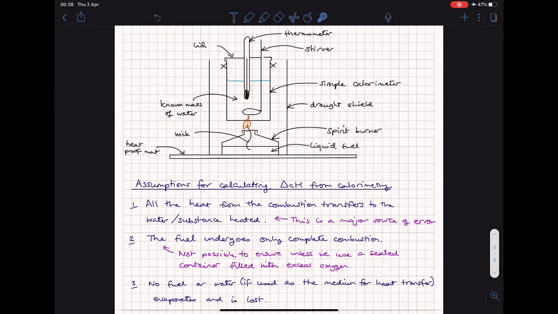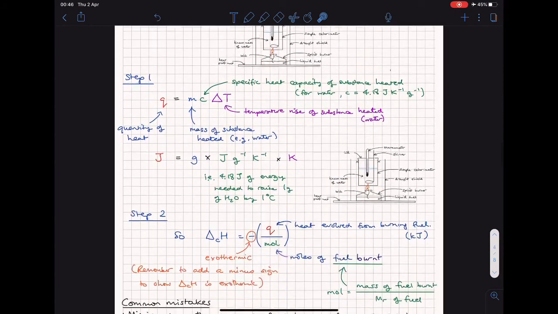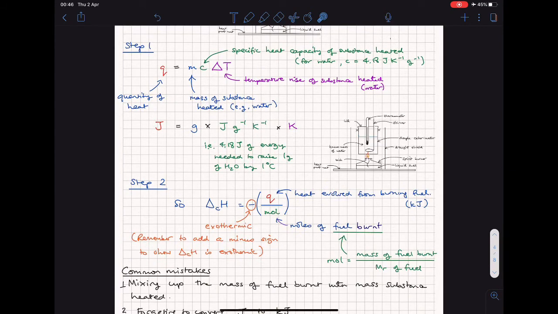The problem with evaporation doesn't just involve water. Fuel can also evaporate. If it's a very volatile fuel, we have loss of fuel from it evaporating during the experiment. So when we reweigh the mass of the fuel at the end of the experiment, we may think we burnt more fuel than we have. That means when we calculate delta H using Q over moles, the value of the moles will be bigger than it should be, and therefore the enthalpy of combustion will be smaller than it should be.